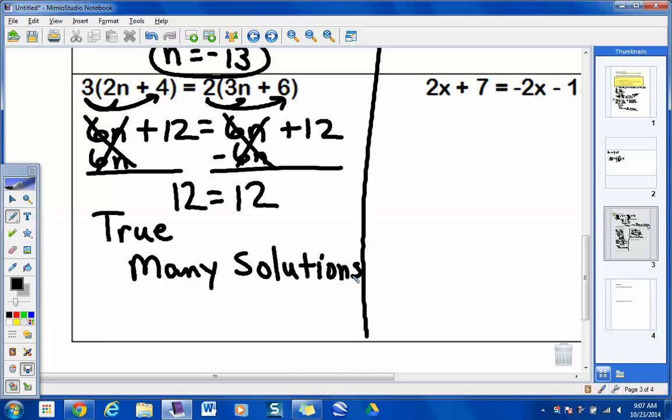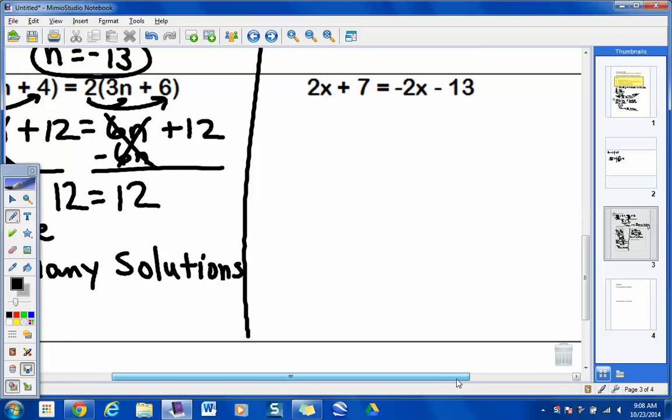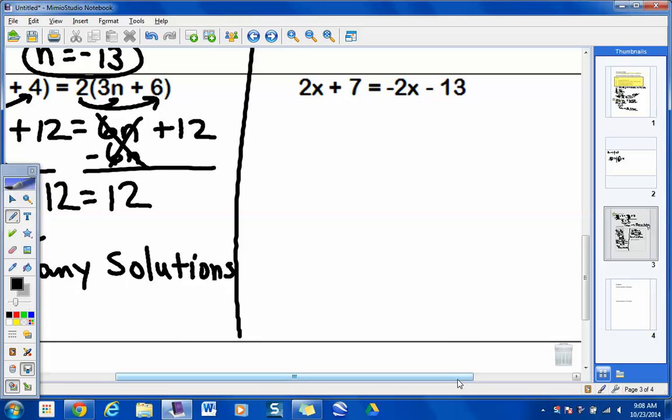All right, very good. How many had many solutions for that one? Excellent. Can you write true, or do you have to write true and...? If you just want to put MS down, I tell you what, the symbol for infinite number of solutions is a sideways 8. That just means many solutions, okay?